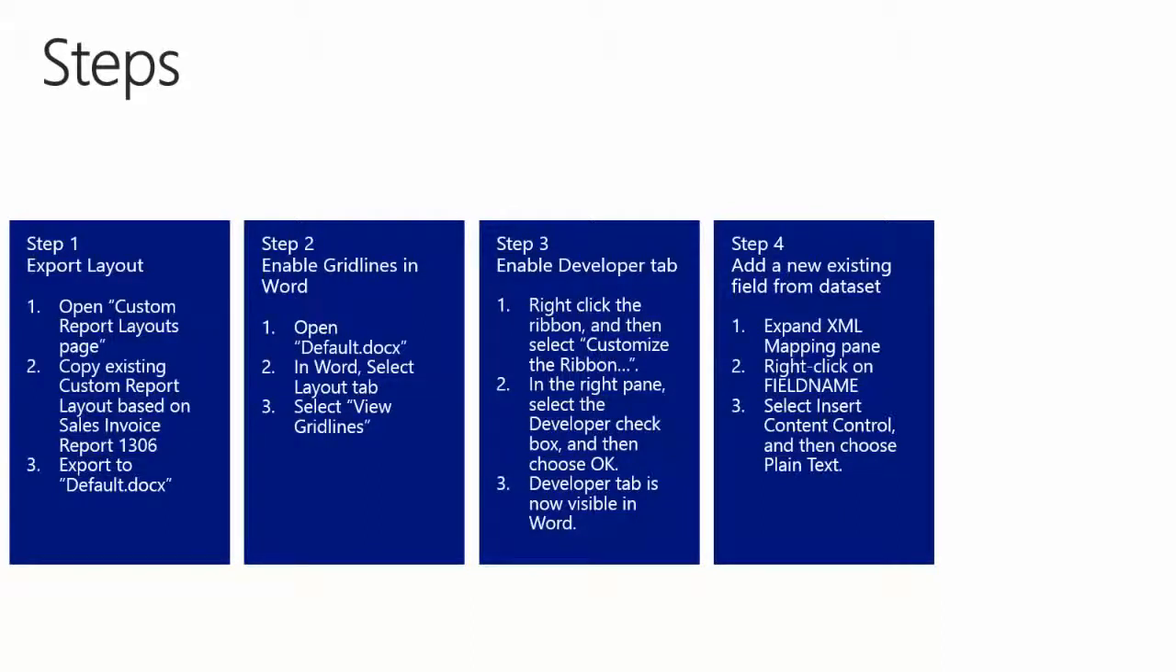In this case, we will use the shipment date caption. And to add the field, we will need to right-click and select Insert, Content Control, and then choose Plain Text. We will repeat this for the shipment date value.